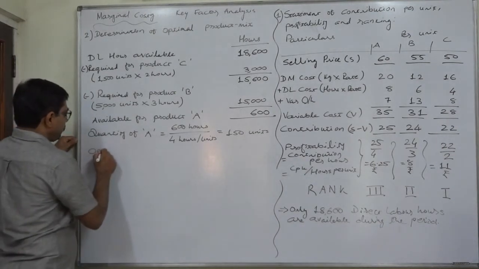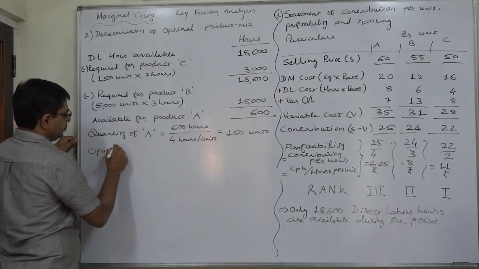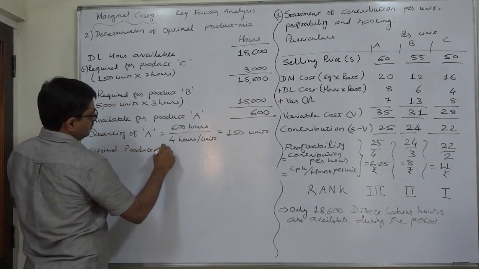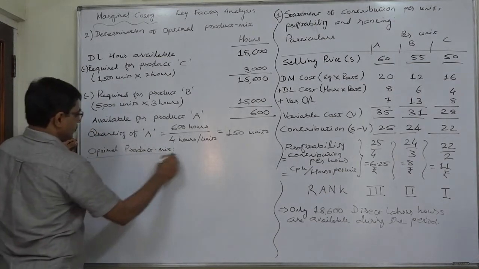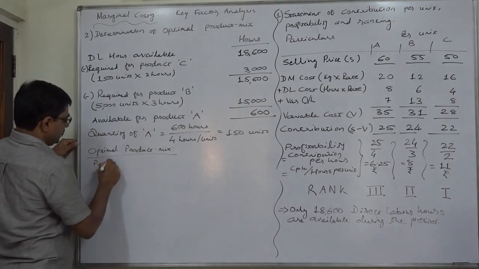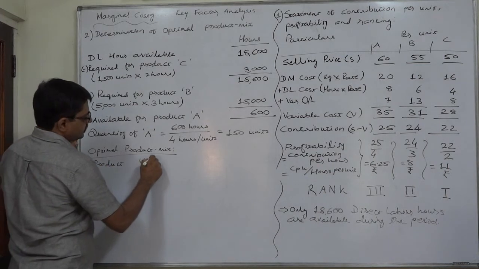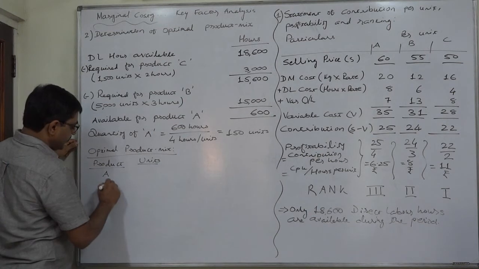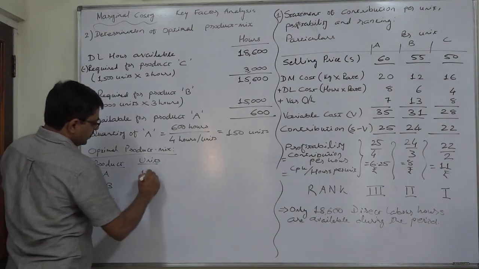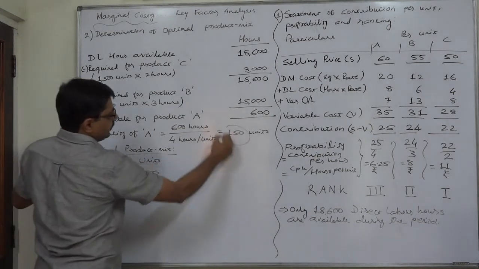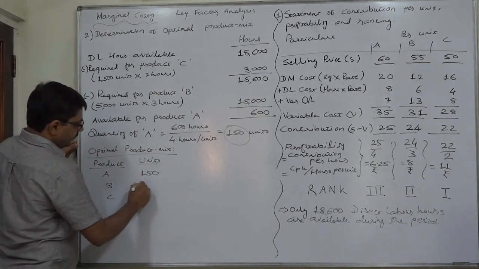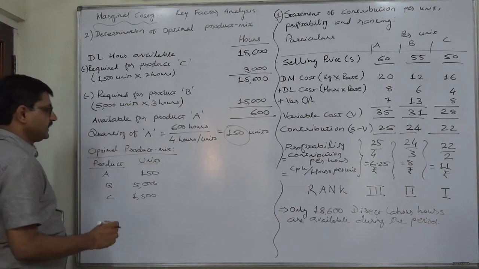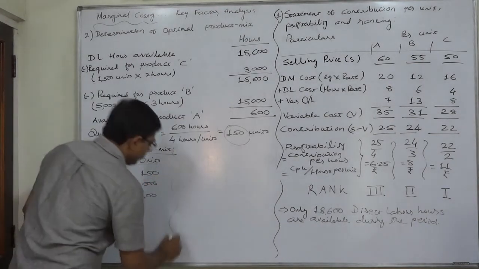So the optimal product mix or sales mix is: products A, B and C. Units suggested by us are 150 of A, all 5,000 of B and all 1,500 units of C. Now let us calculate profit.